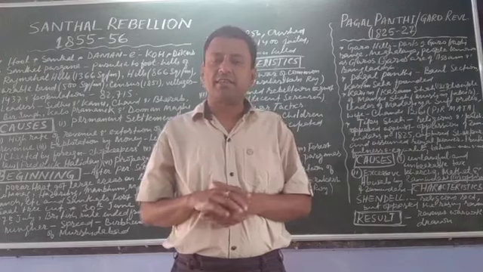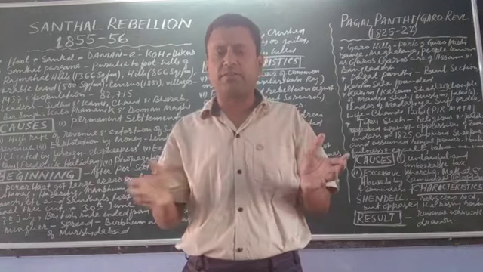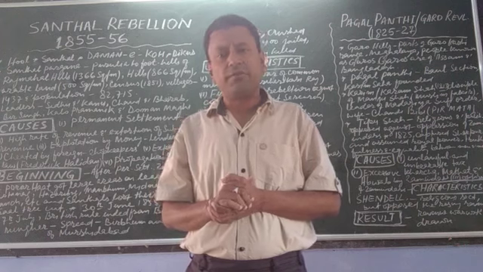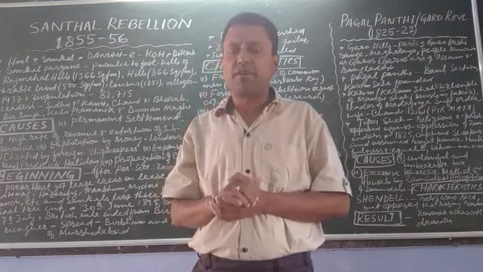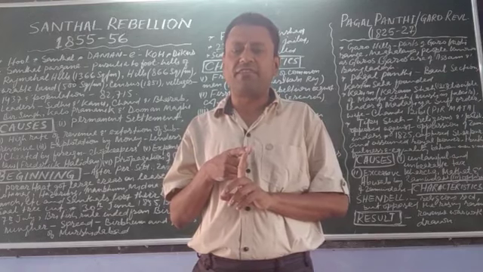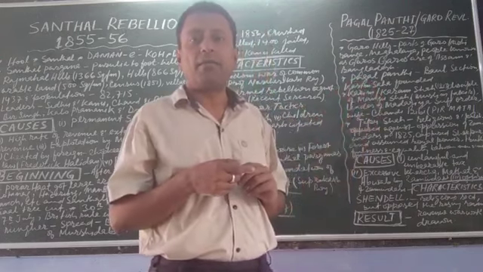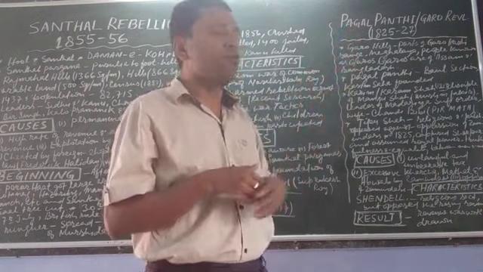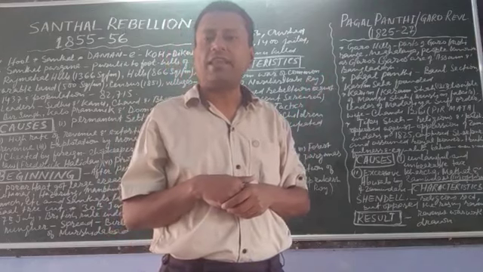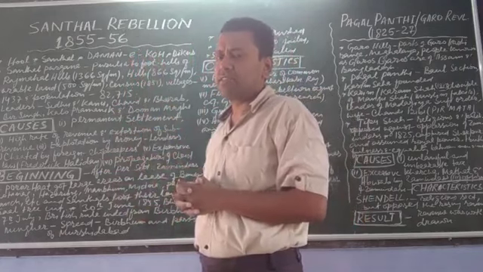Today I will discuss chapter number 3. I have already been discussing chapter number 3. In chapter number 3, 14 rebellions and movements are there. So today from chapter number 3, we are going to discuss two topics. Number 1, Santhal rebellion of 1855 and 56, and another topic, Pagal Panthi or Garo revolt, period 1825 and 1826. So let us discuss the Santhal rebellion first.